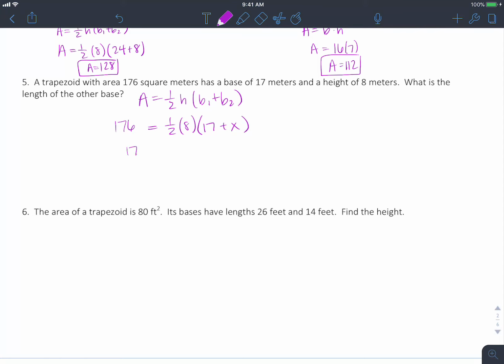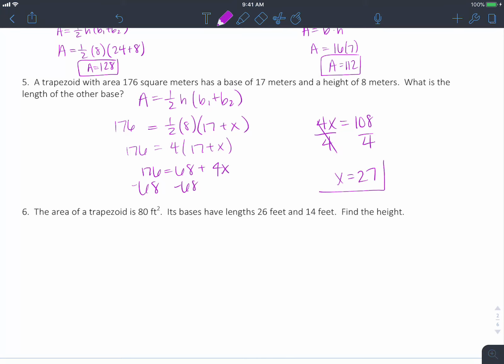So the way that I did it is I said 1/2 of 8 is 4 times 17 plus x. Then I distributed the 4. So you're going to get 68 plus 4x. You're going to subtract 68 from both sides. You're going to get 4x equals 108. Divide by 4, divide by 4, and x equals 27. So that is your other base, 27.